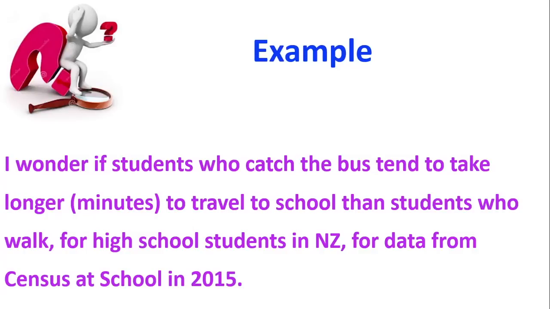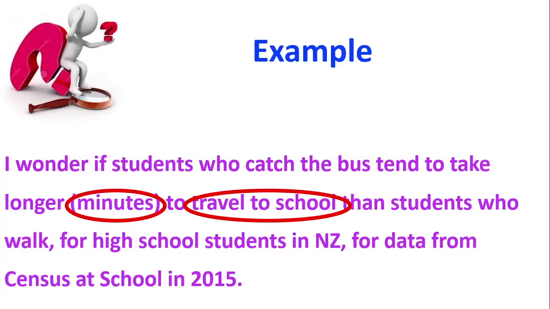So let's have a look at an example. This example here says, I wonder if students who catch the bus tend to take longer in minutes to travel to school than students who walk, for high school students in New Zealand, for data from Census at School in 2015. Let's check and see, has it got all the parts that it needs? Well, first of all, it's talking about the time to travel to school, and it's given us the units of that. So there's our quantitative variable, the travelling time, and it's got the units of it.